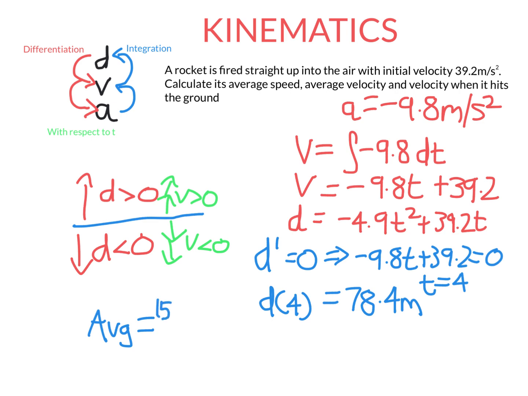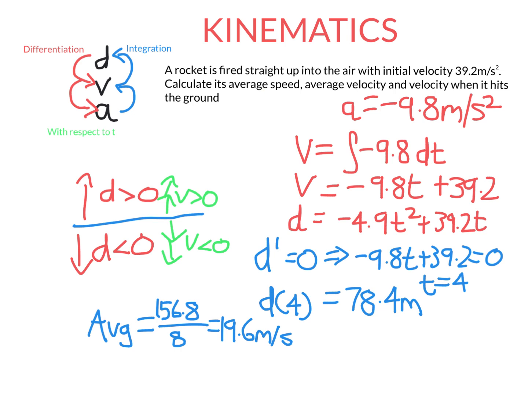So the distance traveled is 156.8, and it would have taken a total of 8 seconds. 4 seconds up and 4 seconds down. And so we get 19.6 meters per second. That was the average speed of the rocket. Notice, it's no coincidence, this is exactly half of the velocity. Okay, so that's the average speed.